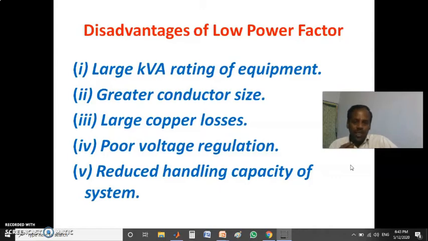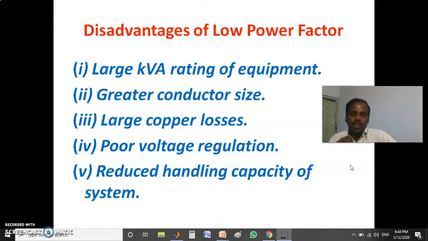Because of the inductive voltage across the inductor and capacitor, the voltage regulation will be of lesser value and reduce the handling capacity of the system. So these are all the disadvantages of low power factor. So we should operate any system with unity power factor. It gives some advantages.